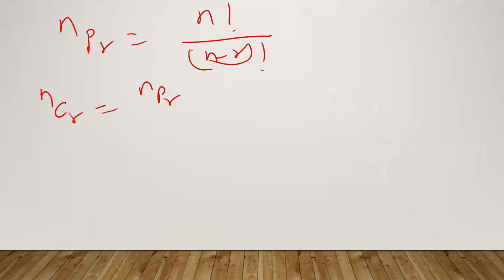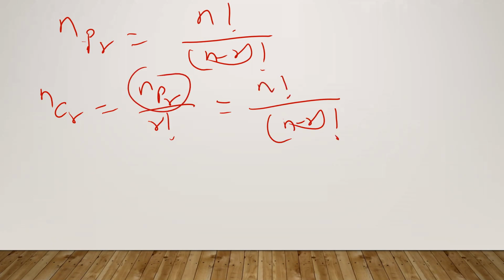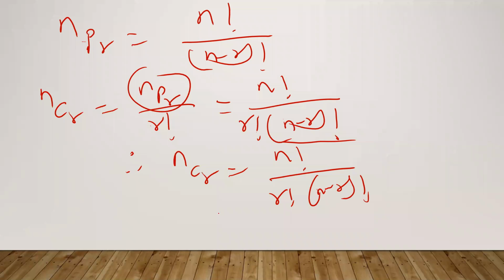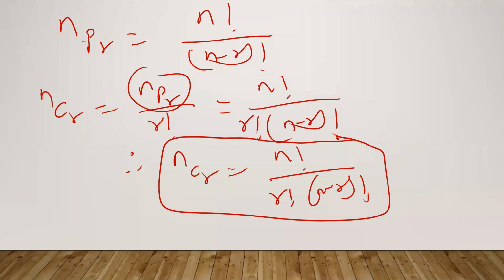See here. NPR होता है n factorial divided by n minus r factorial. What is NCR? NCR is NPR divided by r factorial. ठीक है? What is NPR? यहाँ value रखो NPR का. So it is n factorial divided by n minus r factorial, and this is r factorial. So therefore, NCR is equal to n factorial divided by r factorial into n minus r factorial. So this gives you a formula to calculate NCR. So if I'm given any value of n and r, I can calculate the value for NCR.